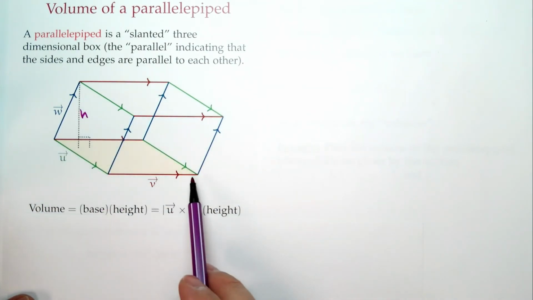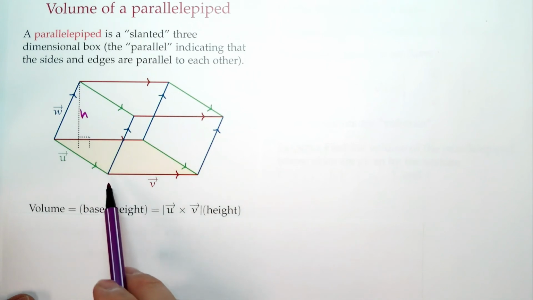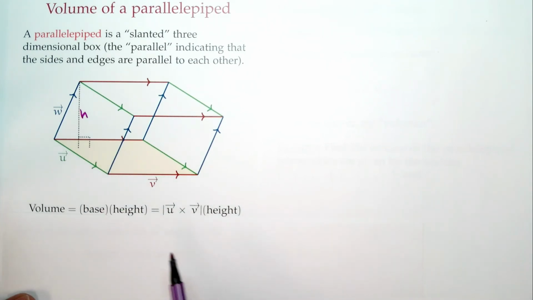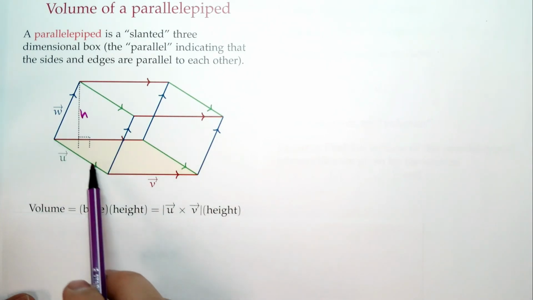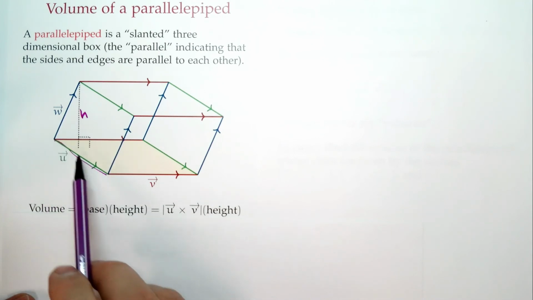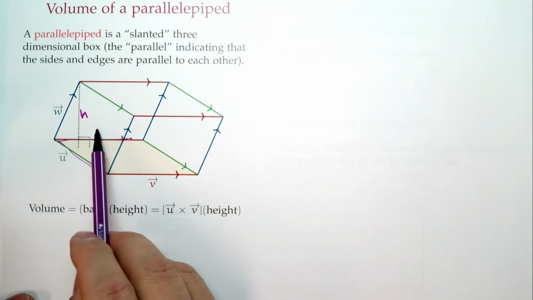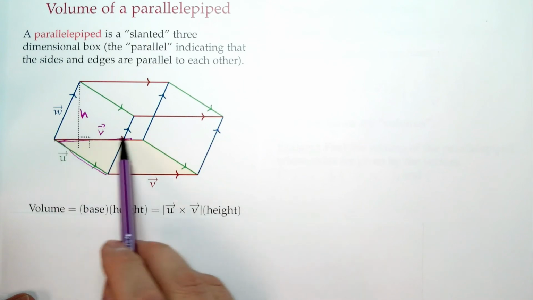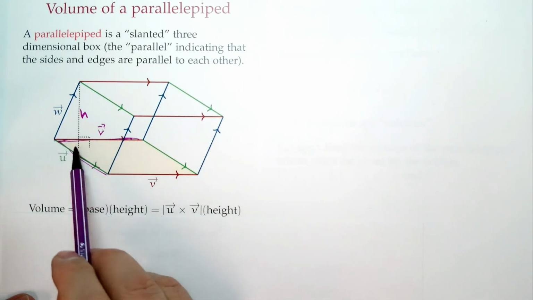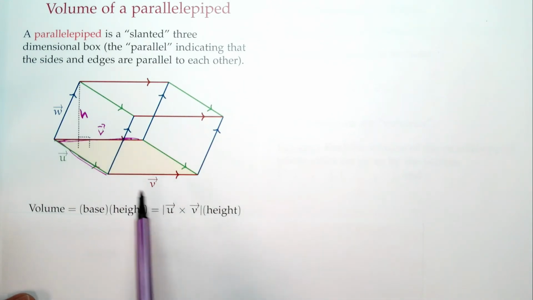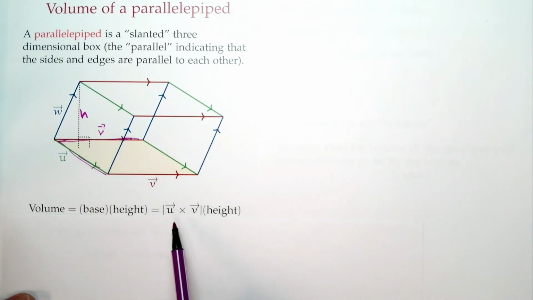Now, what's the base? The base is a parallelogram, so we can find the area of the base by using a cross product. If this is u, and here you'll see this is v, in the back, right next to each other, then the area of the base is the magnitude of u cross v. Cool. Well, we're halfway there. What's left? The height.